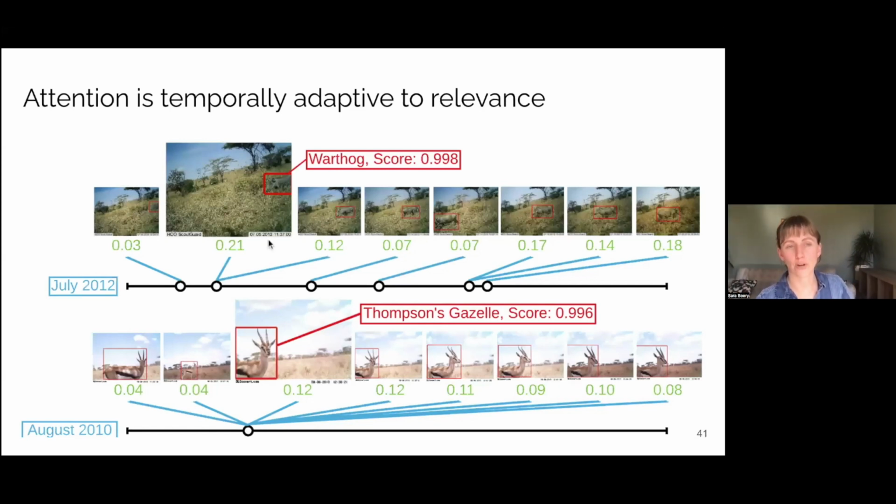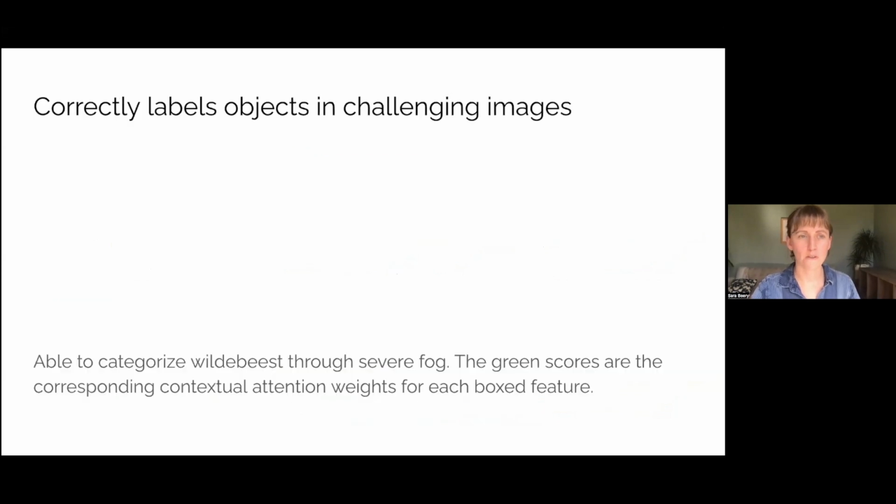Here are the attention weights, which are these green numbers, paid to each of these objects in these examples. The highest weighted examples are that warthog using that game trail over long periods of time. In the second example, you have a Thompson's gazelle that's grazing in front of the camera. Here, most of the attention was actually paid to different images from that exact same detection event. Because we didn't build a handcrafted heuristic, it can be quite flexible to this temporal relevance.